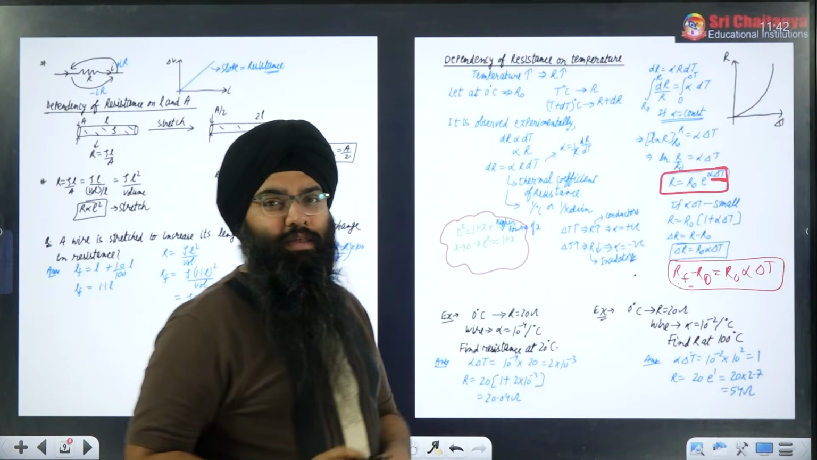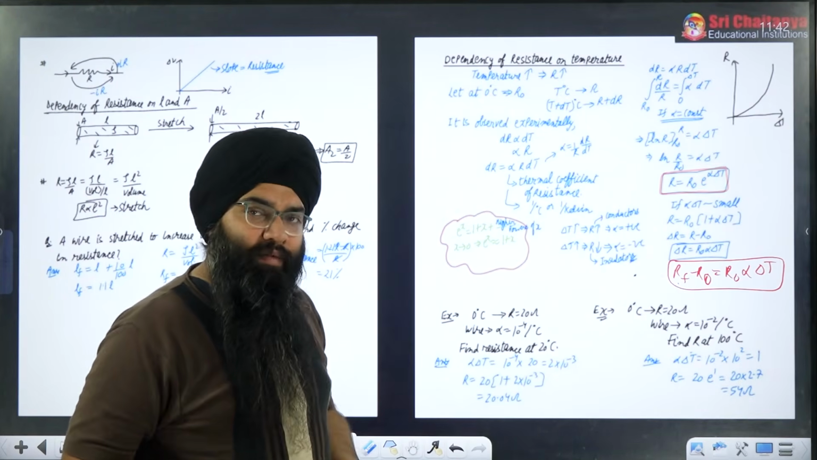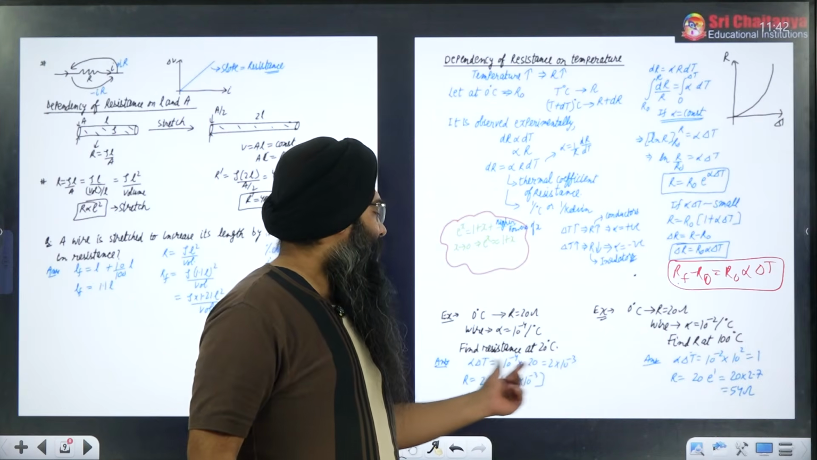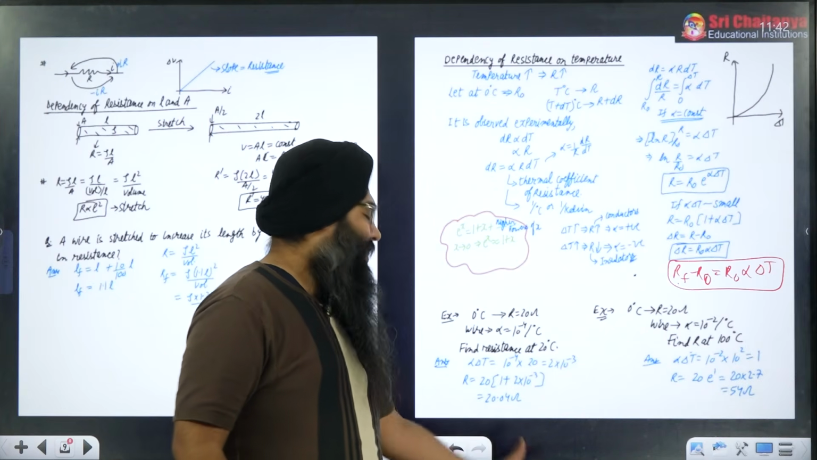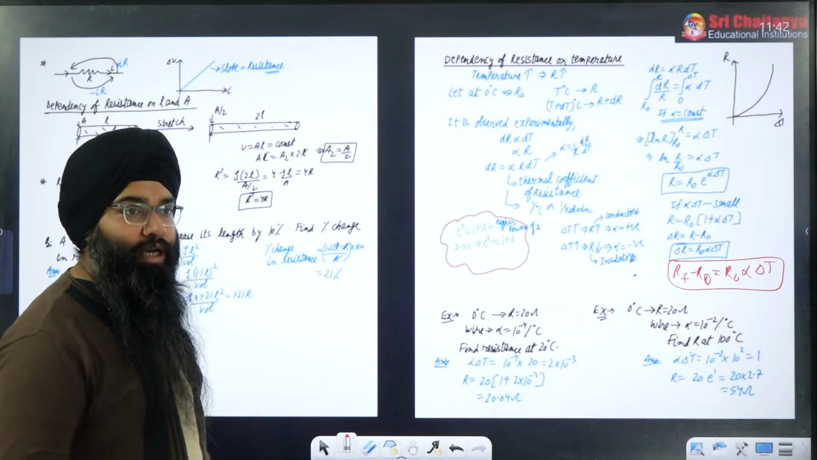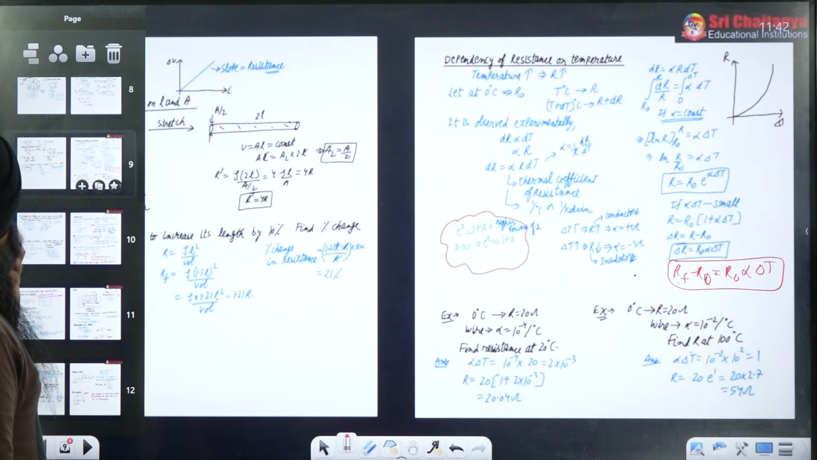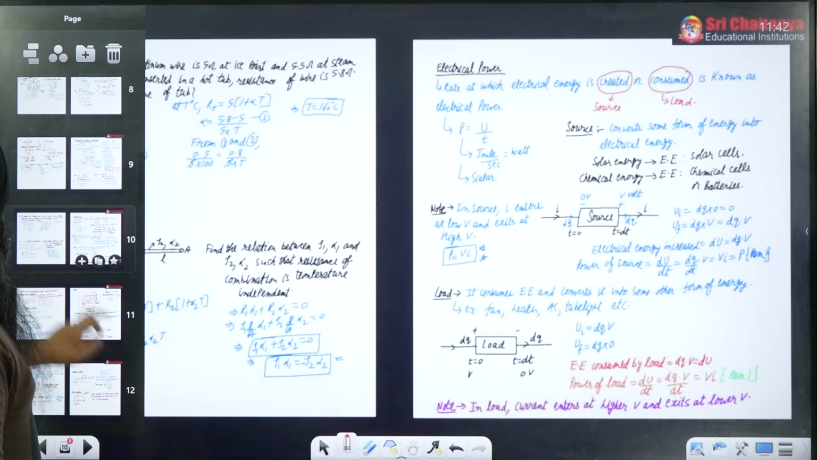But in NEET classes, generally this particular formula is not required. Generally, whatever data they will give you is such that alpha delta T is much less than 1. You can directly apply this formula and get the answer. I hope this concept is also clear to you. So let's move to the next concept and let's talk about now the concept of electrical power.